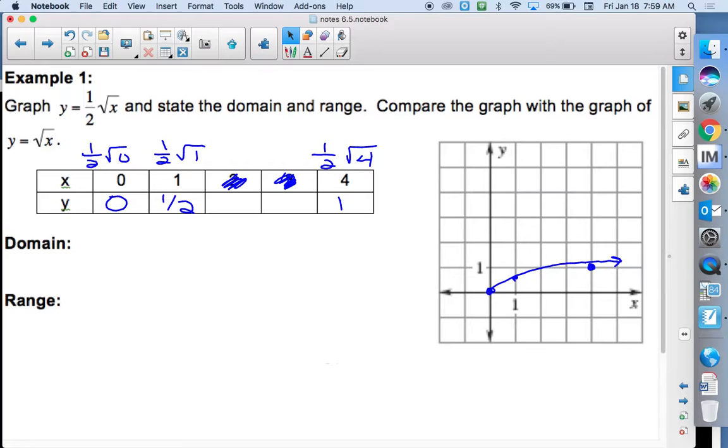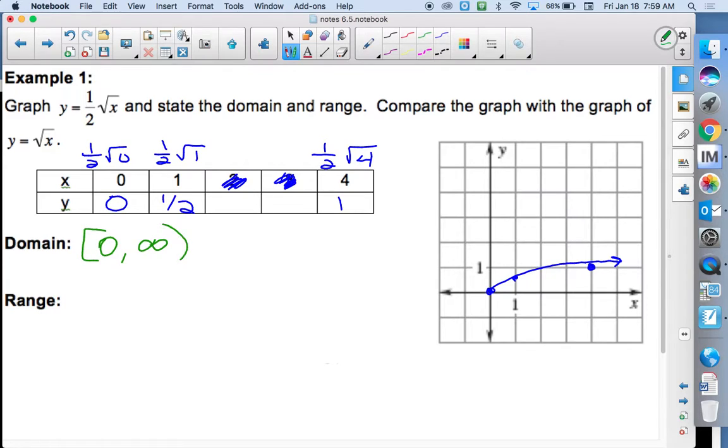So it says state the domain and range, and then compare the graph with the first graph that we looked at, with just the square root of x. So first state the domain and range in interval notation. Emma, what's the domain? 0, bracket 0, 2. And the range? 0, 2. Yeah, also 0 to infinity. That part's not changing. So still starting at 0, because I can't take the square root of a negative number, and it goes to infinity.